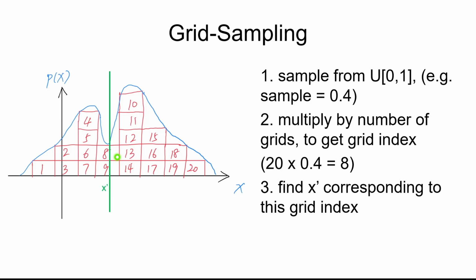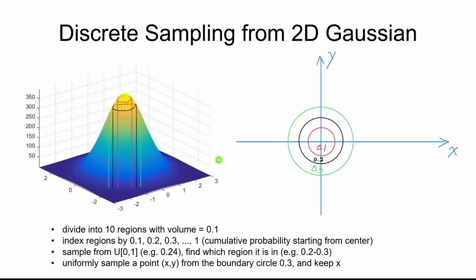we want. Okay, so the main idea here is that we want to divide the area under the curve into equal area regions, and then we want to pick one region and find the x corresponding to that region. Okay, so utilizing this idea, we can do the same thing for 2D Gaussian distributions.